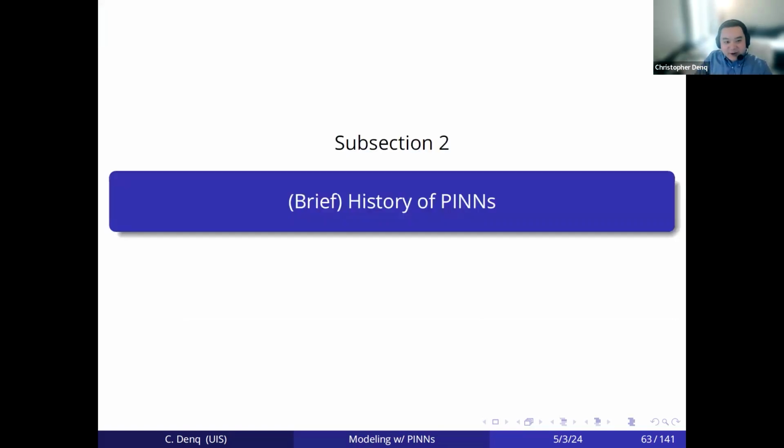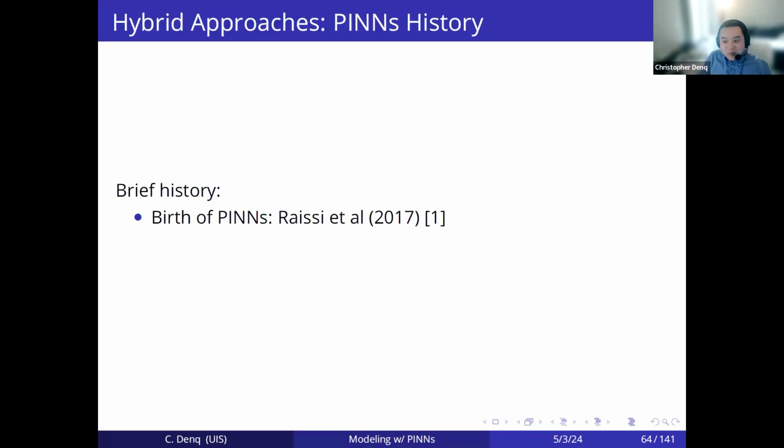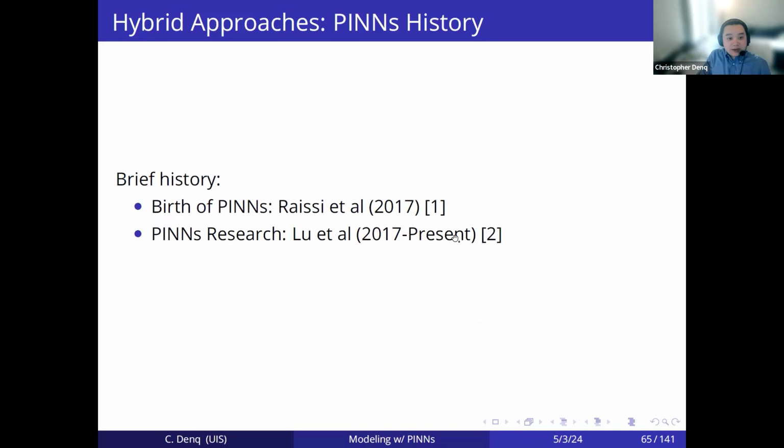So I just want to take a very, very brief detour into the history of PINNs. What's really amazing about PINNs is that they are a very recent development, right? In 2017 with Raissi is when it was first really formalized. And since then, there's just been a lot of burgeoning research in trying to apply PINNs to more complicated problems, get them to be more accurate and so forth. In this case, Lu's paper on DeepXDE has been a sort of big titular paper in this regard.